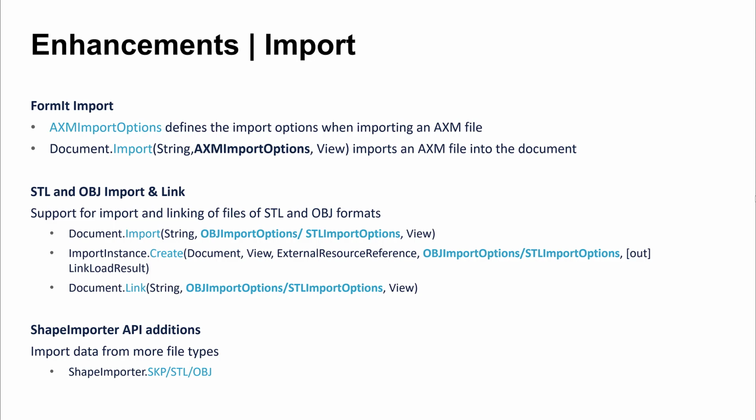That same document import method now takes OBJ and STL options. Import instance also takes those as options, and document link also takes OBJ and STL. And then we have the same thing for Shape Importer. So Shape Importer also considers those as valid options. So the cool thing is the technology we've been using in the background that allows us to do these imports is really starting to become more generic. So adding additional types becomes easier and easier for us.